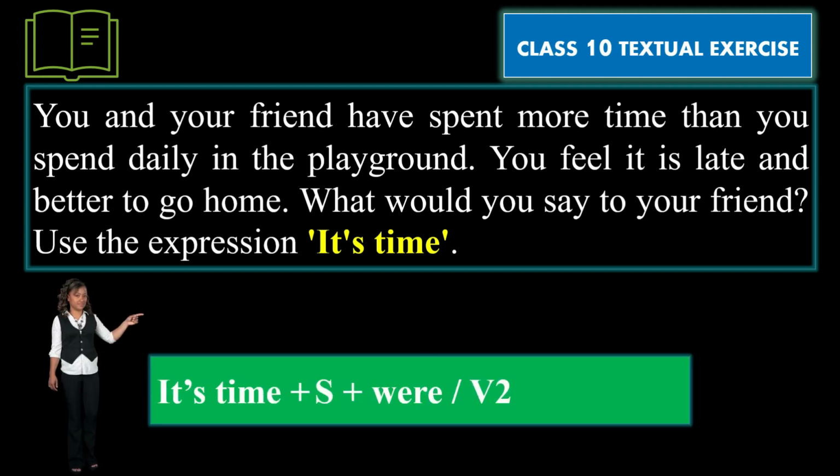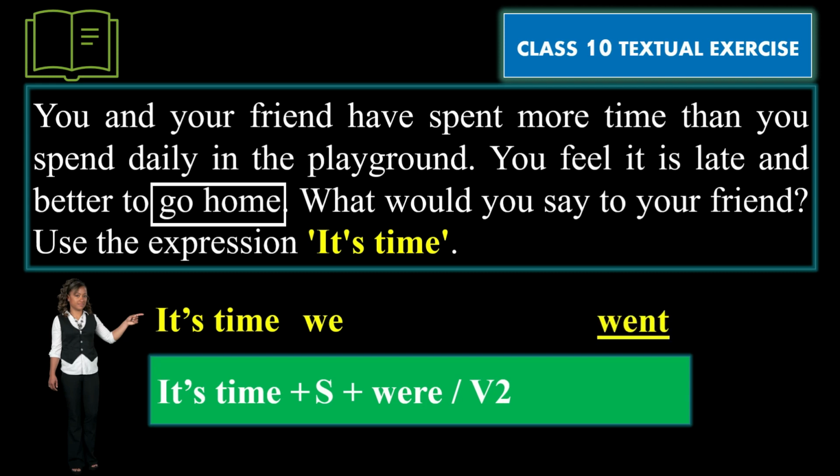Okay, the structure is, it's time, subject plus were or verb to. We use it's time, and then what is the subject here? The subject is, no, we. Because you and your friend, you have to say about you and your friend together. So, we. It's time, we. So, what should be done now? What is the action? Go home. So, go is the verb, and we have to use the second form of the verb go, that is went.